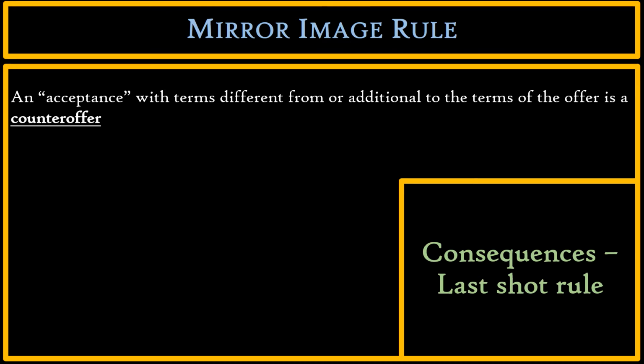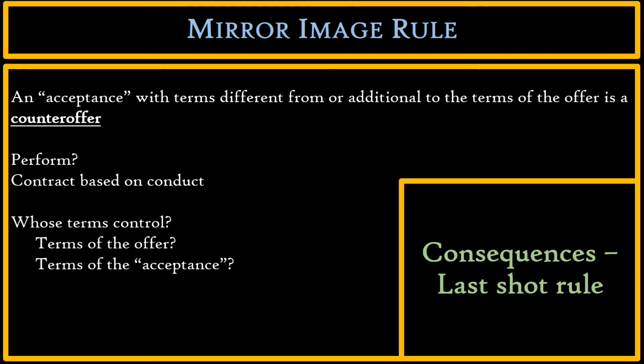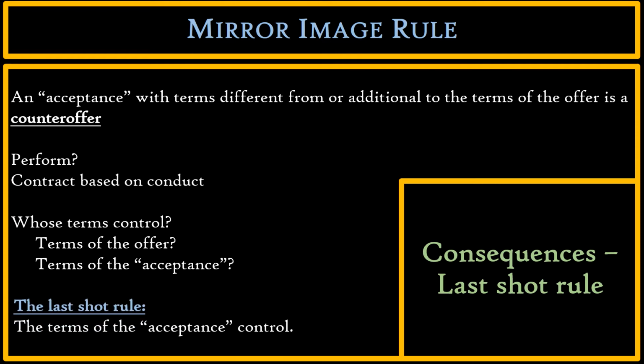Well, what if the parties aren't careful and they're not reading these documents very carefully, and they perform the contract anyway? What terms of the contract govern the transaction? Well, we have a contract based on conduct. So we do have a contract. We don't have a contract based on offer and acceptance, but we do have a contract based on conduct. Whose terms control? The terms of the offer or the terms of the acceptance? Well, the last shot rule says the terms of the acceptance control.